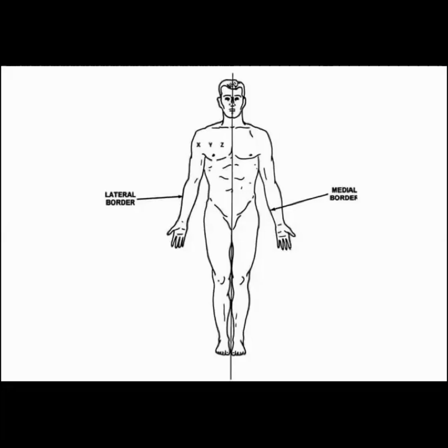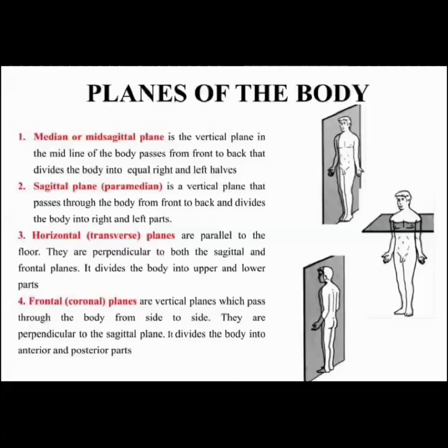In this, it is shown the medial border, which is near to our body, and the lateral border, which is away from our body. Now we will discuss the planes of the body. First, the median or mid-sagittal plane. It is the vertical plane in the midline of the body, passing from front to back, that divides the body into equal right and left halves. So the picture is shown.